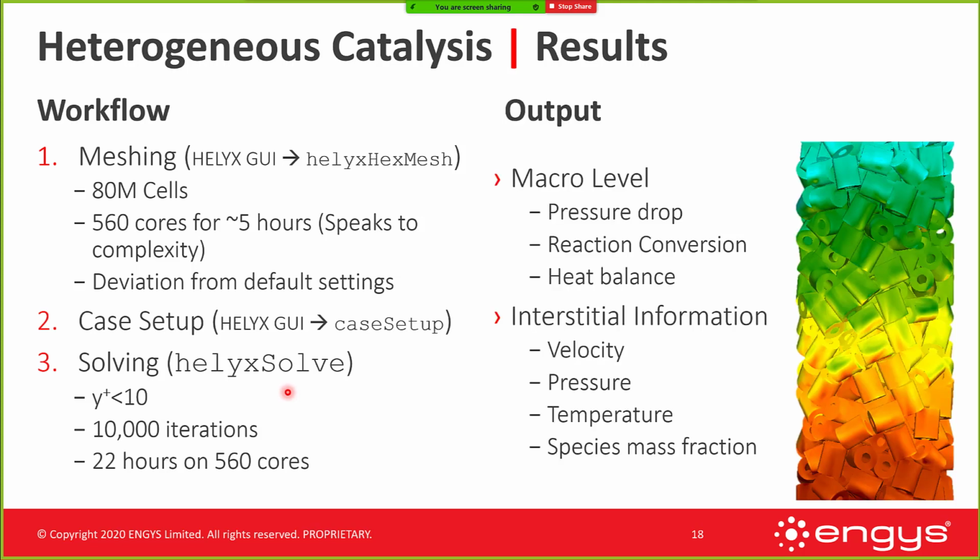In terms of the output, there's several things that we like to look at. And on the macro level, we like to look at things like pressure drop and reaction conversion and heat balance. Pressure drop because that tells an engineer how much the pumping cost might be through this reactor. But we're more concerned about the interstitial information about each one of these principal variables that are being used and being computed inside of the solver.